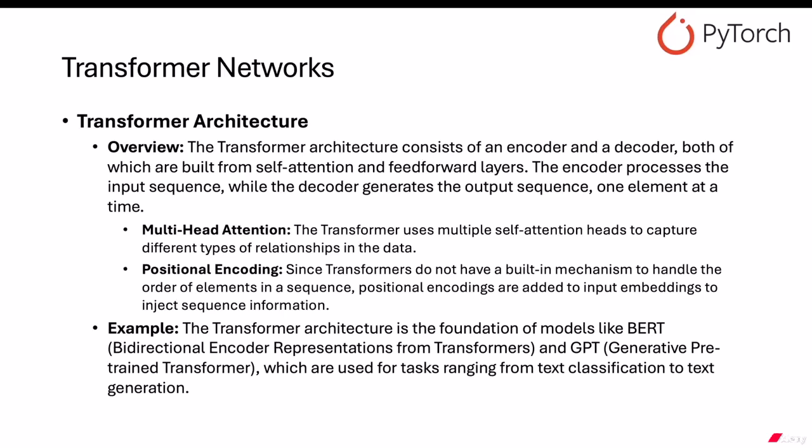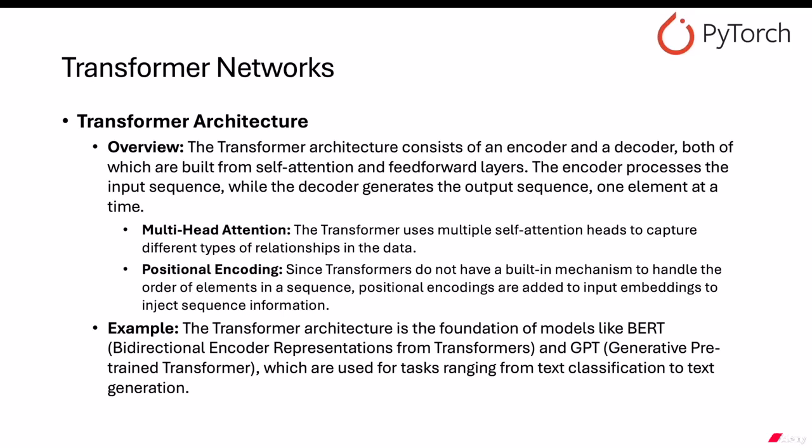Multi-head attention. The transformer uses multiple self-attention heads to capture different types of relationships in the data. Positional encoding. Since transformers do not have a built-in mechanism to handle the order of elements in a sequence, positional encodings are added to input embeddings to inject sequence information.